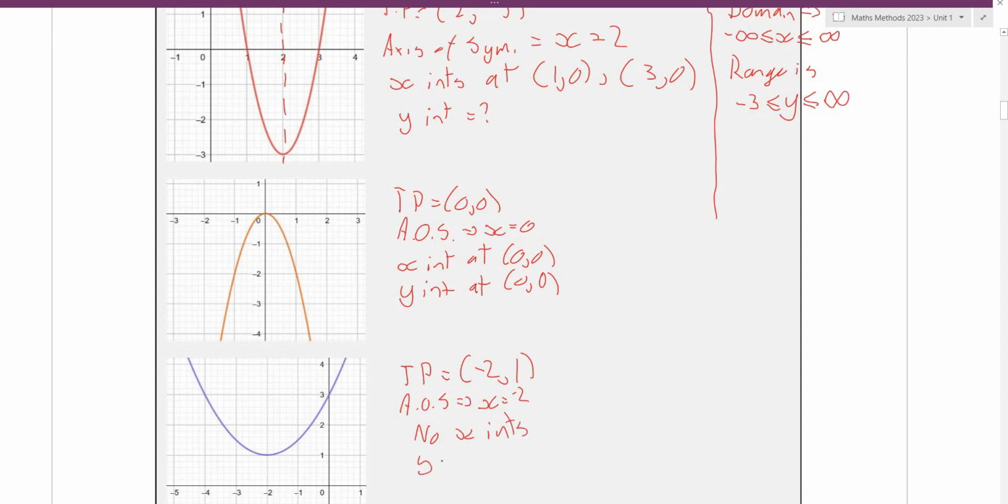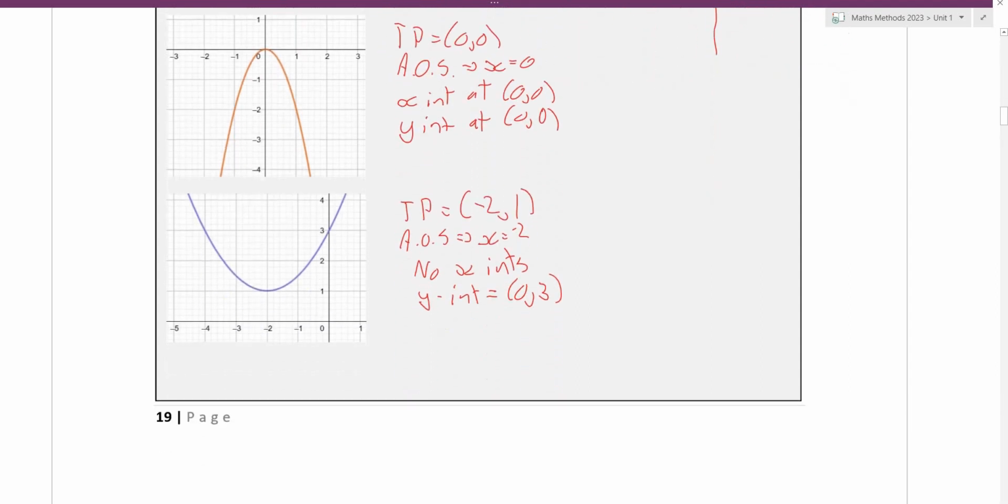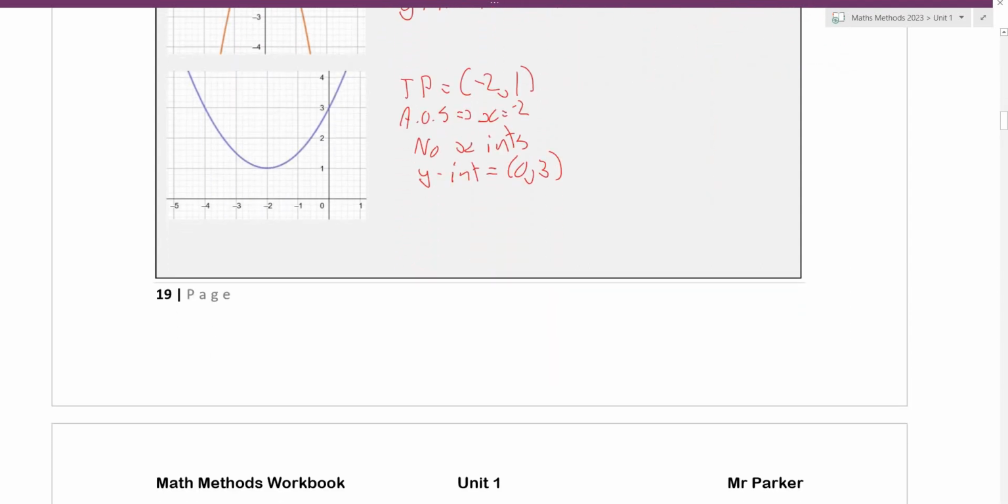And my y-intercept looks like an S, doesn't it? 0, 3. My y-intercept is 0, 3. Oh, I'm not writing well today. 0, 3. Are we all feeling reasonably comfortable just at looking at those critical points? It's going to become more important later on, essentially, as to why we need to know those particular things.